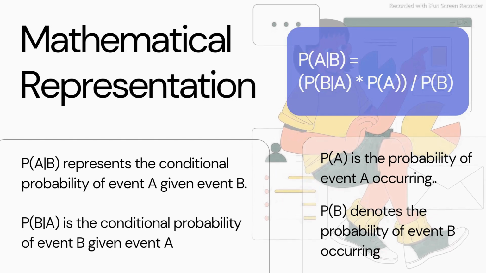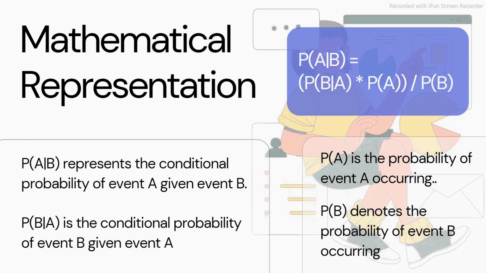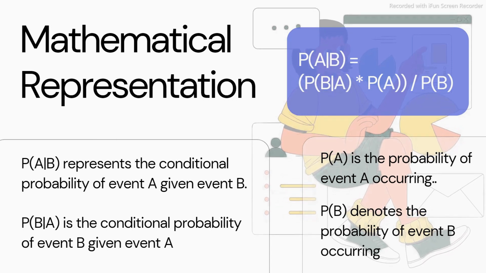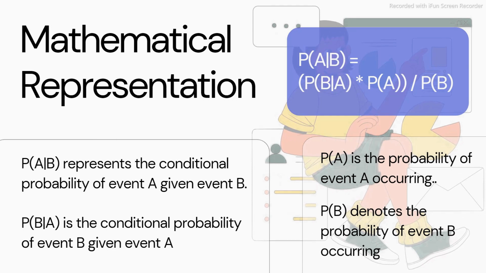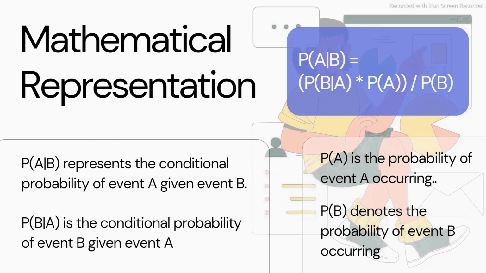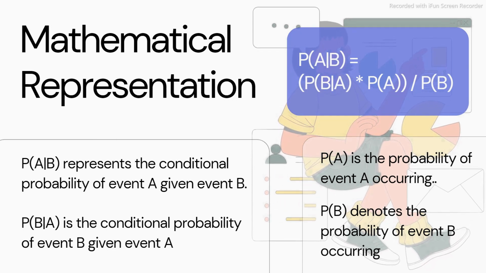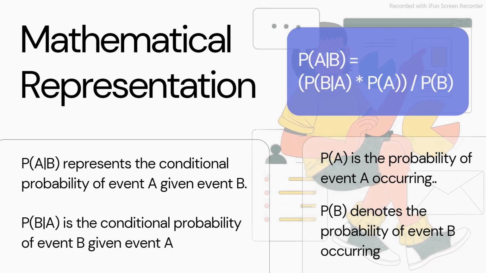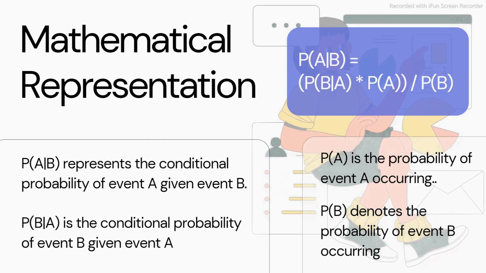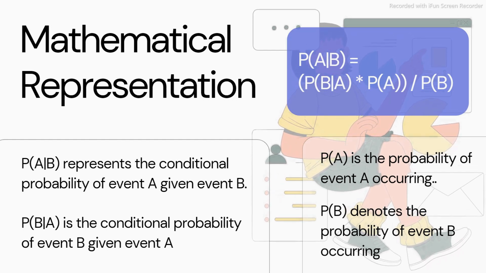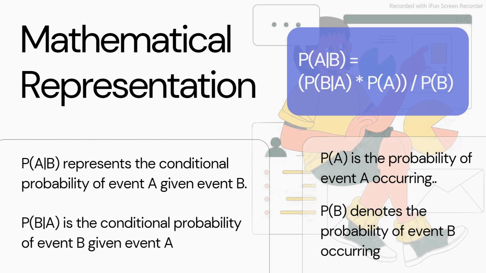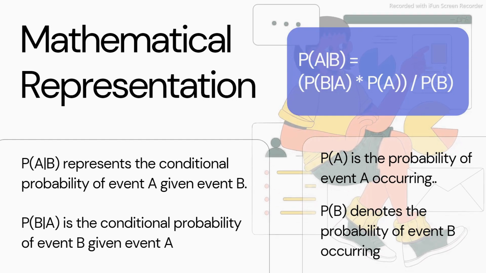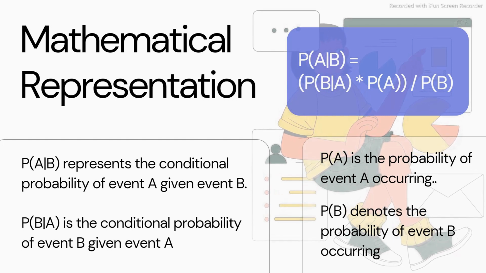Okay, here we have P of A given B, which can be represented as the conditional probability in which event A occurs if event B has already occurred, or the occurrence of event A depends upon event B. That can be calculated using P of B given A, in which the occurrence of event B is dependent on event A, and we have P of A, that means the probability of occurrence of event A, and we have P of B, that is the probability of occurrence of B.